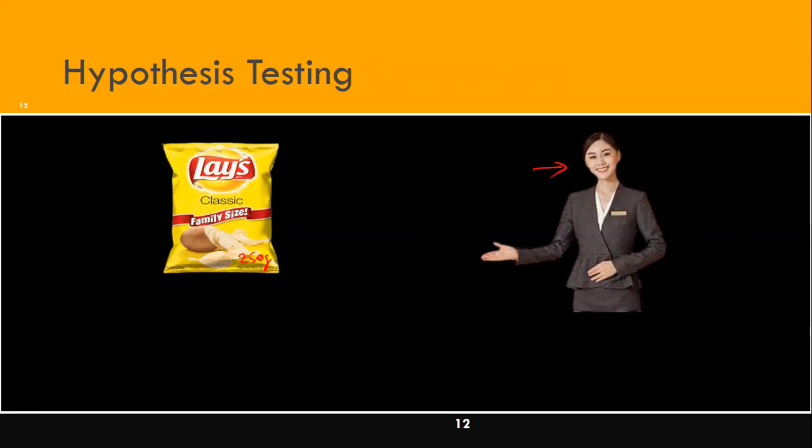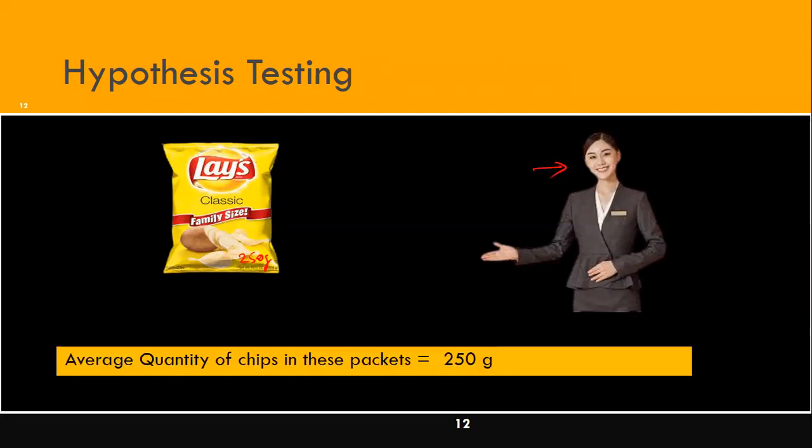They filled more air, and hence the packet size seems to be bigger. On top of the packet I could see 250 gram, but once I open it I could see less quantity. You suspect that it cannot be 250 gram. To investigate that, you decide to conduct hypothesis testing. Very simple. What is the average quantity of this packet? I said 250 gram. But you suspect it cannot be 250 gram; you suspect that it is less than 250 gram.